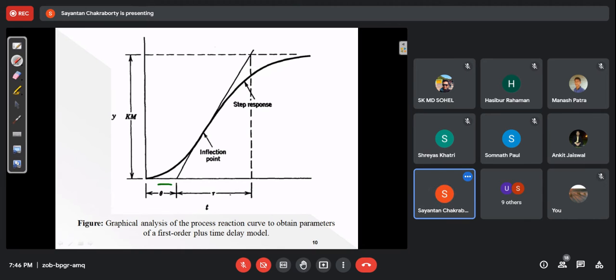This intersection will indicate the dead time, and this portion indicates the time constant portion. It is assumed that during this period the response is almost insignificant, and from that, it obtains a response like this. So it's like a first order system, but with a dead time or time delay. That's why it's called a first order plus time delay model. The rest of the response can be approximated by a first order response.